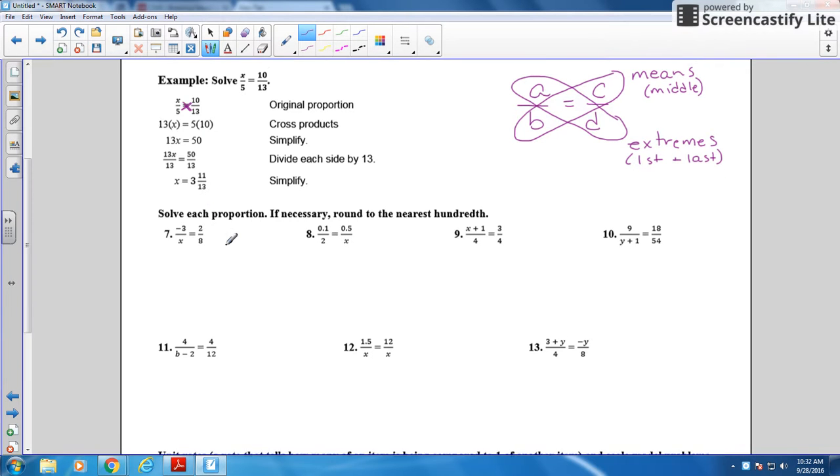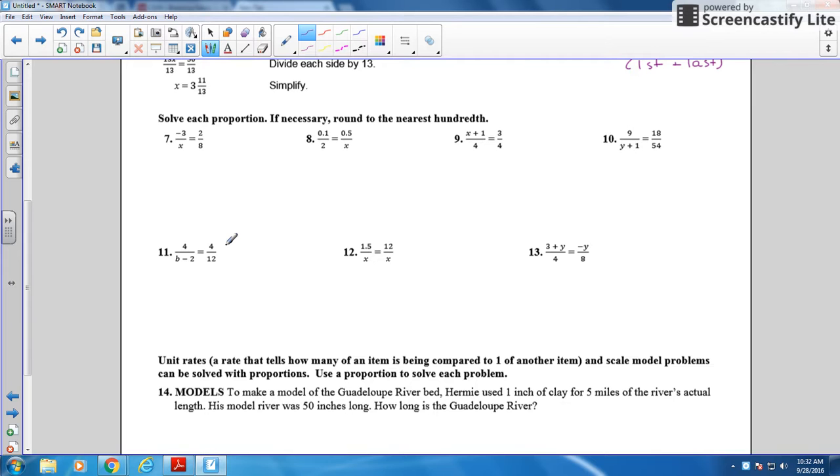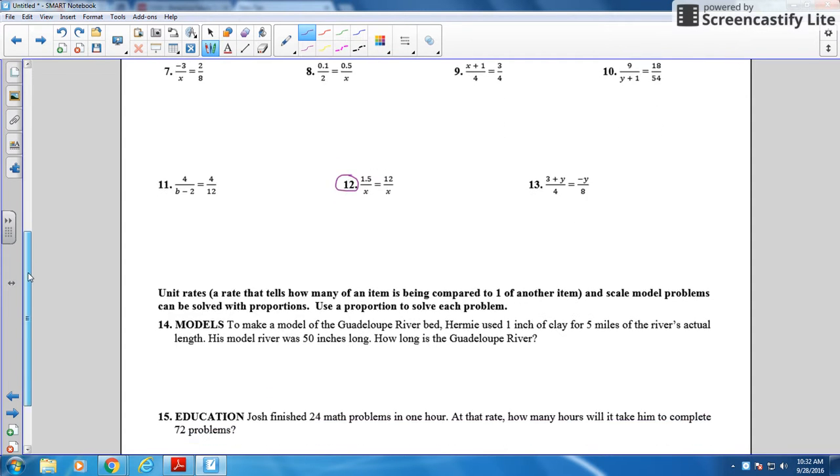But I do want to focus on number 12. Number 12 is a little tricky, so I want you to solve it, but then see if your answer makes sense or not. So I'm not going to tell you about it yet. We'll talk about it in class tomorrow. But there is something tricky about number 12. So see what you come up with, and we'll discuss it tomorrow.